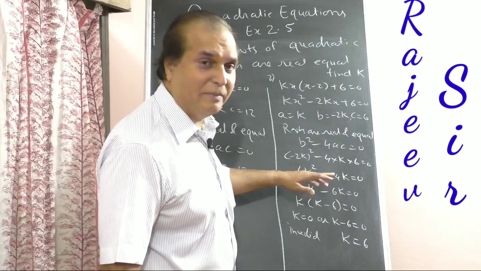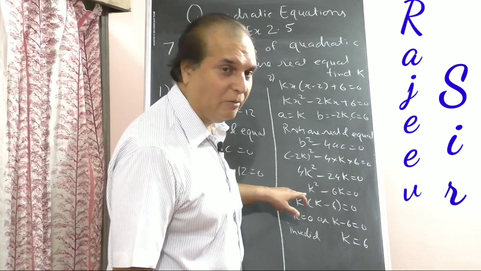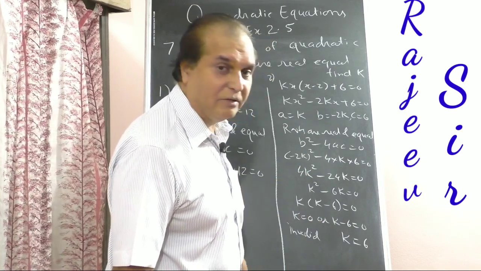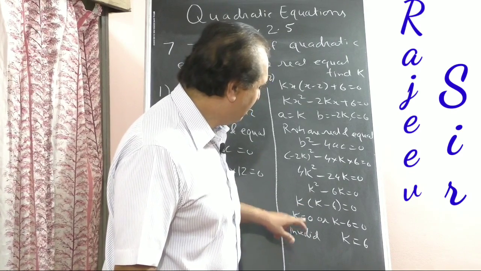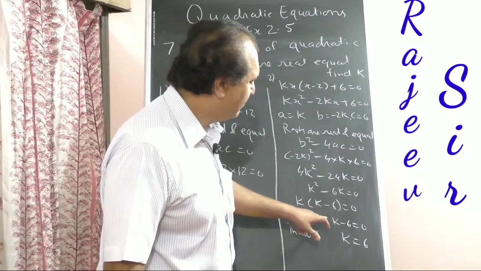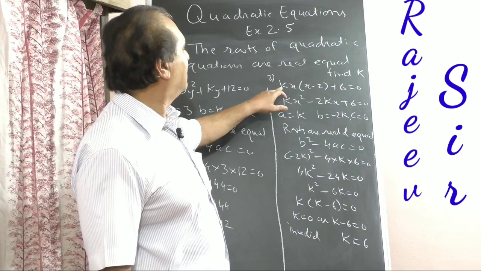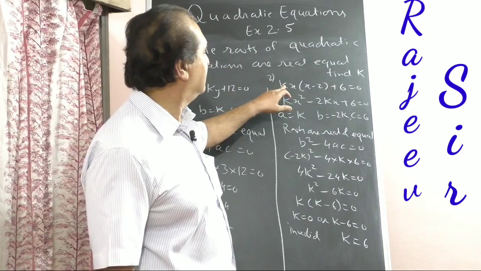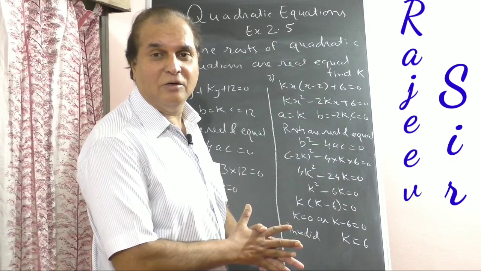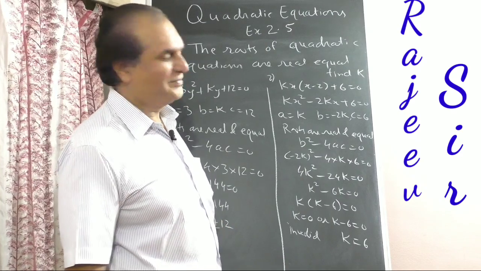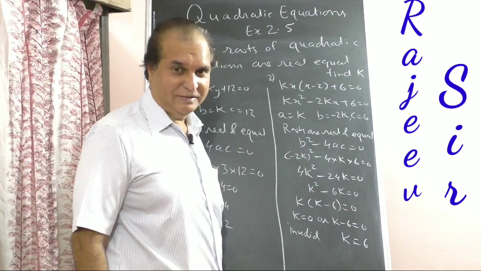4k square, you will divide by 4. So k square minus 6k equal to 0. k we will take common. k in bracket (k minus 6) equal to 0. So k equal to 0 or k minus 6 equal to 0. But k equal to 0 is invalid. Answer k equal to 6. Why k equal to 0 invalid? Because then it is no more a quadratic equation. If k is 0, 0 into x is 0, everything 0. Understanding? Very simple chapter. Okay.